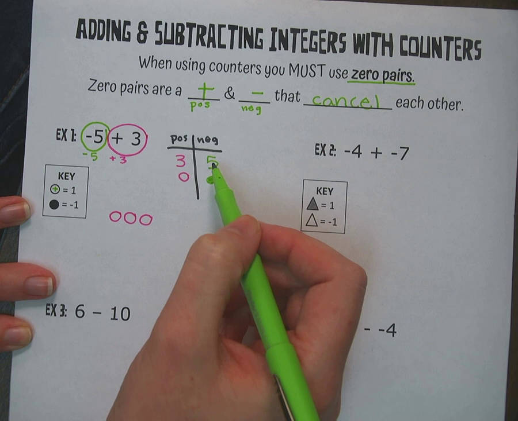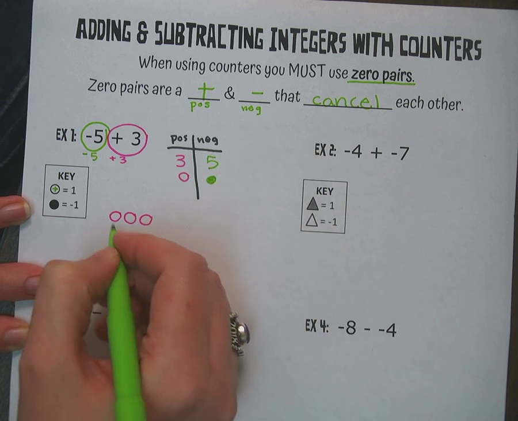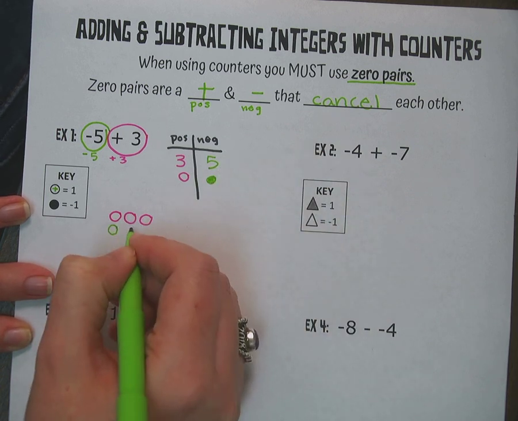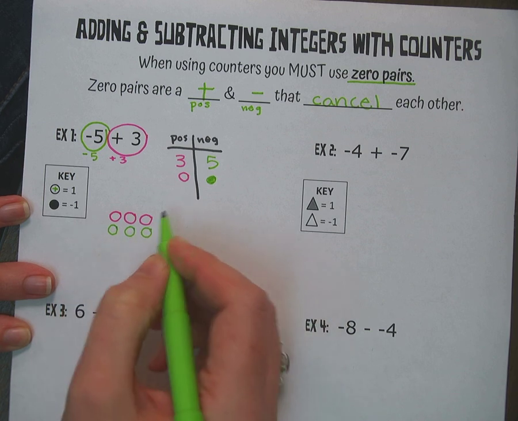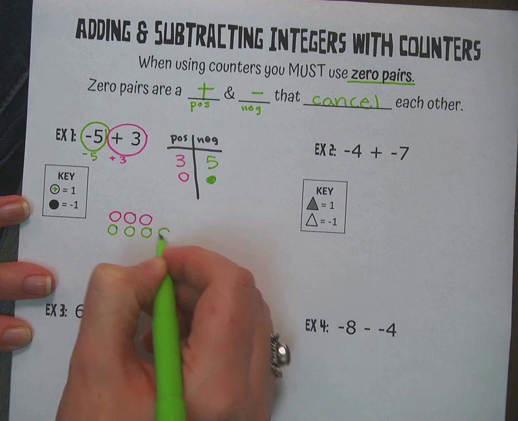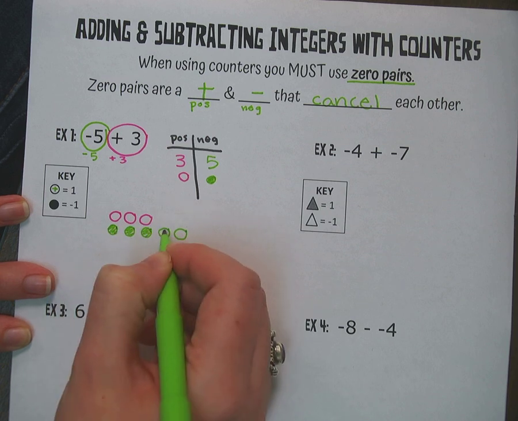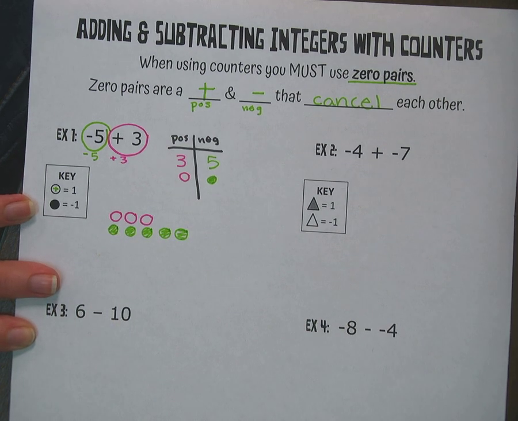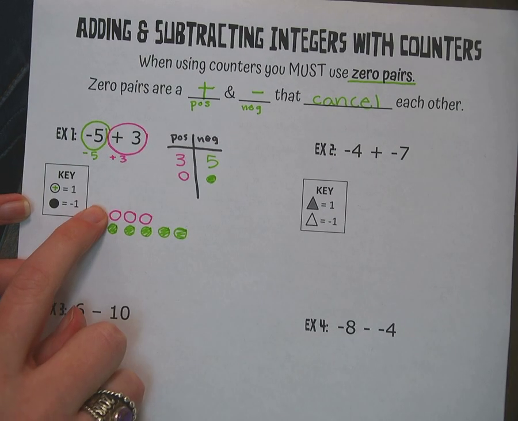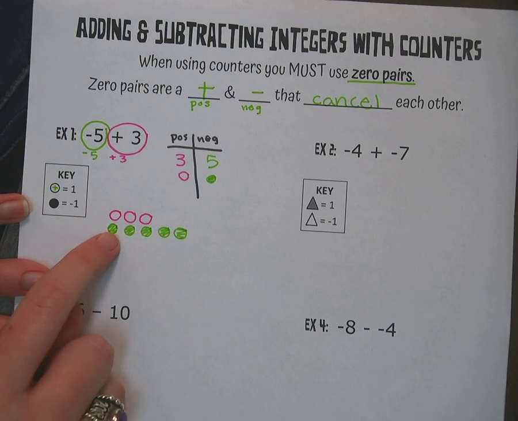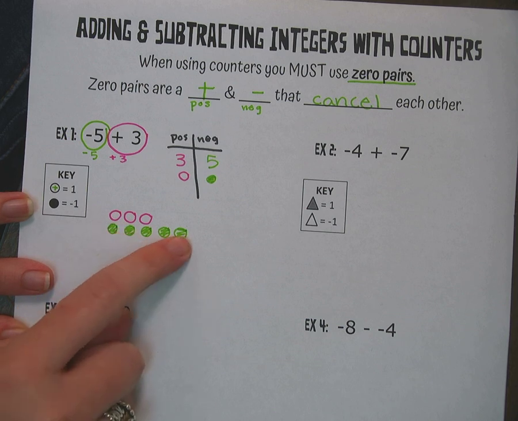When we do counters, we are going to line them up. So I am going to put my 5 directly below my 3, and then I need 2 more. And remember, those are shaded in. So that is what we have. We have our positive 3, so there's 1, 2, 3. And then negative 5, 1, 2, 3, 4, 5.